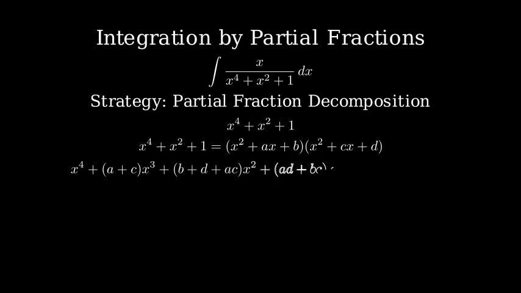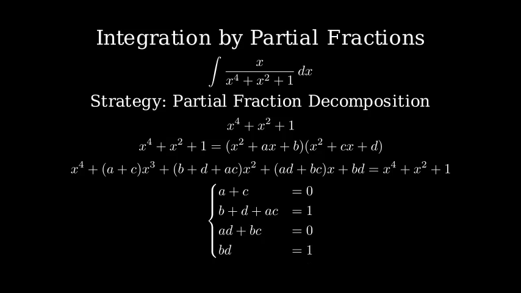When we multiply these quadratic factors, the coefficient of x cubed and x must be 0, since they don't appear in our original polynomial. This gives us a system of equations. The coefficient of x cubed must be 0, so a plus c equals 0. The coefficient of x squared must be 1, so b plus d plus ac equals 1. The coefficient of x must be 0, so ad plus bc equals 0. And the constant term must be 1, so bd equals 1.